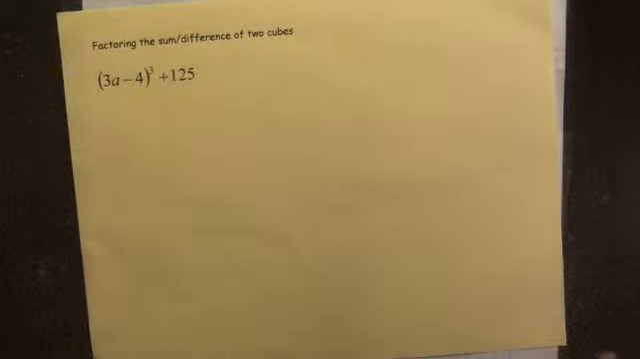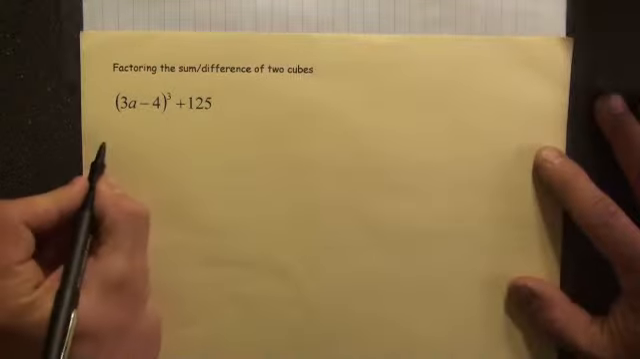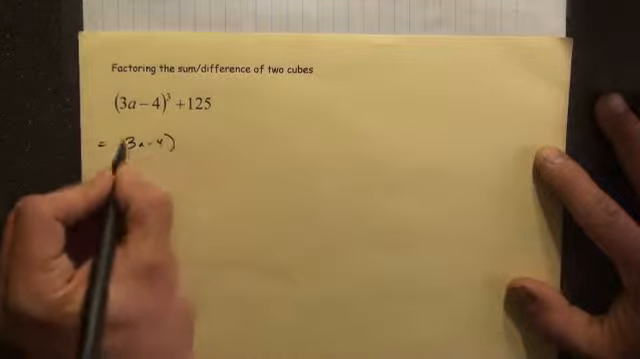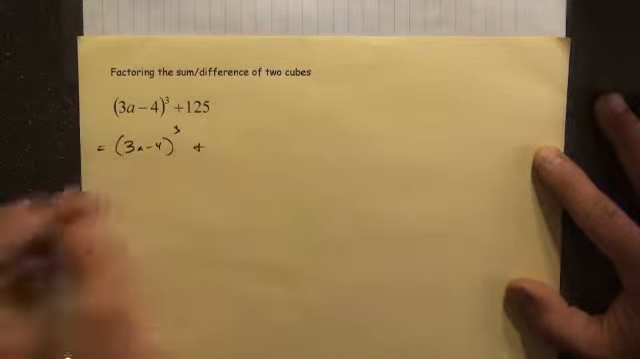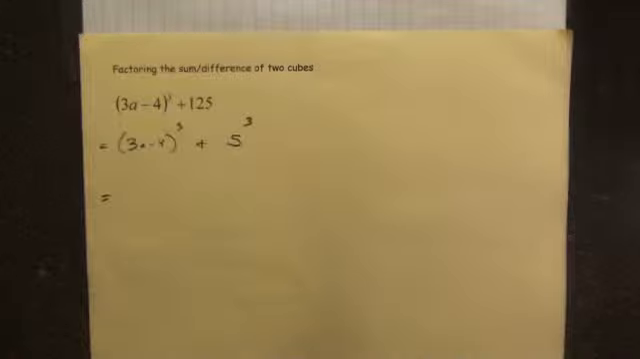Alright, next one. We're going to have the sum of two cubes. Hopefully you can recognize this is a sum of two cubes. And the first cube is simply (3a - 4) quantity cubed plus how much? 5 cubed. So you've got to be able to recognize these perfect cubes and you should be in real good shape. Okay?